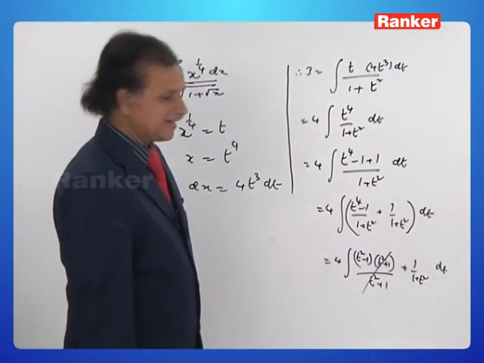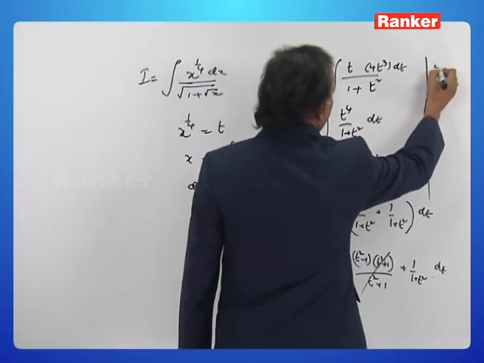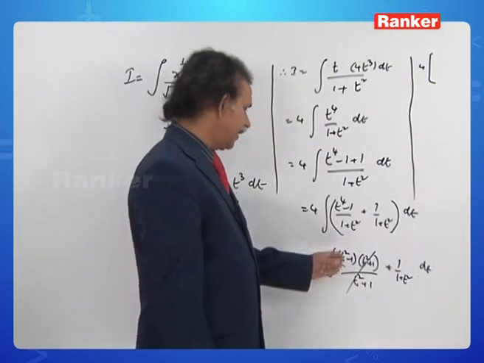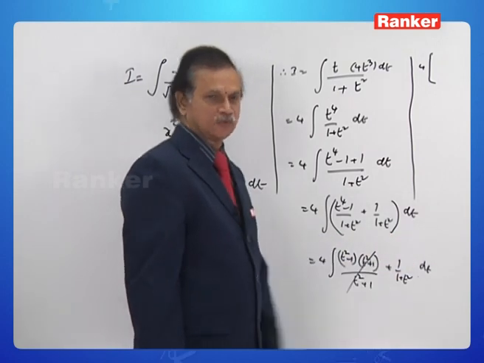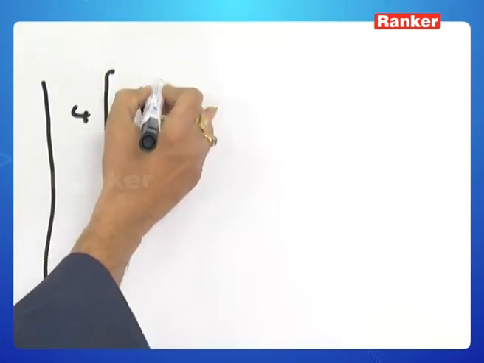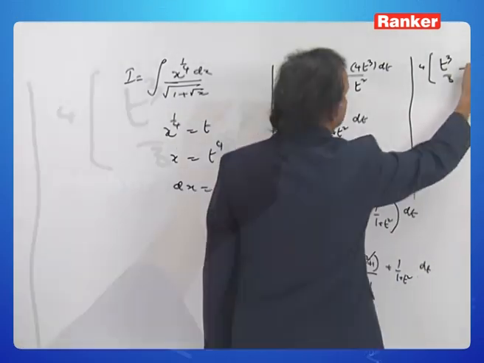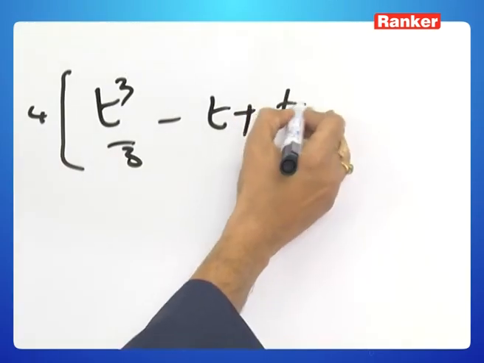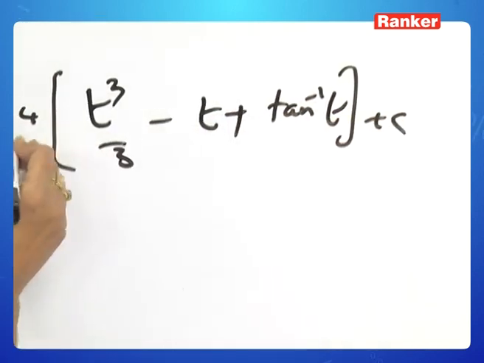Automatically t square plus 1 can be cancelled directly, so the next step would be 4 into t square minus 1 plus 1 by 1 plus t square. What is the integral of t square? t cube by 3 minus integral of 1, it is t. Integral of 1 by 1 plus t square is tan inverse t plus c.